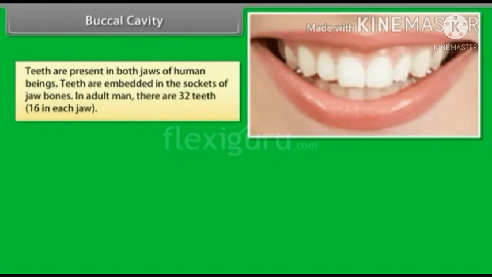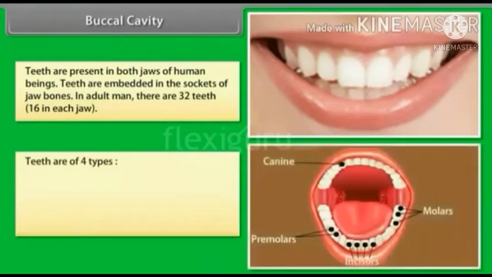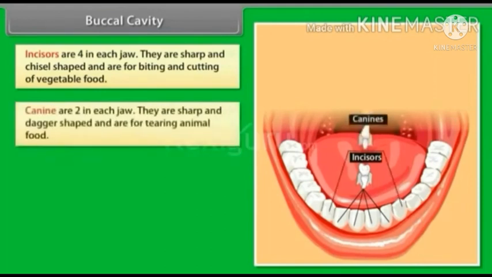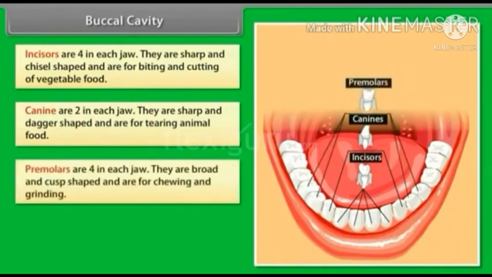In an adult man, there are 32 teeth, 16 in each jaw. Teeth are of 4 types: incisors, canines, premolars, and molars. Incisors are 4 in each jaw. They are sharp and sickle shaped and are for biting and cutting vegetable food. Canines are 2 in each jaw. They are sharp and dagger shaped and are for tearing animal food.